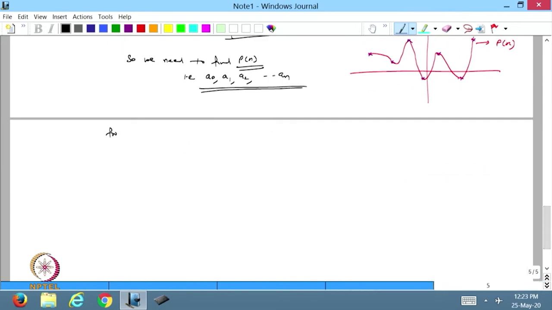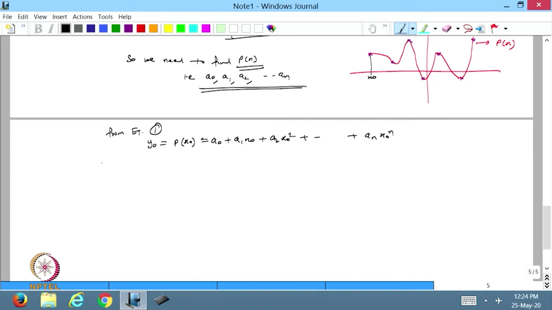Now from equation number 1, let us check what is the y at x0. So the first initial point is my x0. At this point I want to find a0 plus a1 x0 plus a2 x0 square, and in the end I will get an x0 power n. So this is equal to P at x0, and I know that P at x0 is equal to y0, that is known to me.